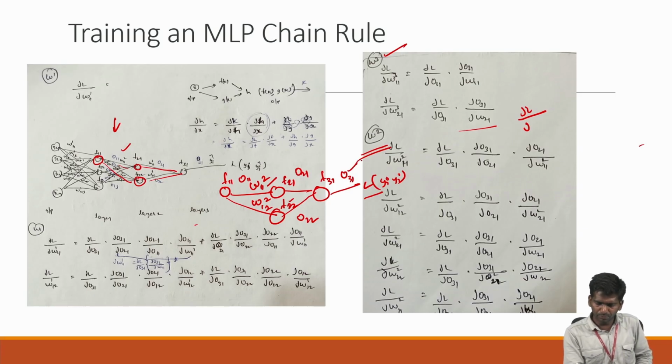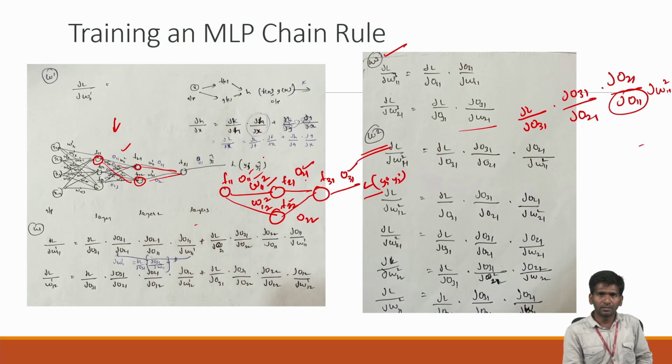So derivative of loss, what is the input? This is the input. So derivative of O31. How do you get this O31? What is the input for this? This one, right? Derivative of O21. This is the input. To calculate derivative of O21, what is the input again? Derivative of O11. This is nothing but derivative of W11 to the power of 2. So that's why we get an equation like this.